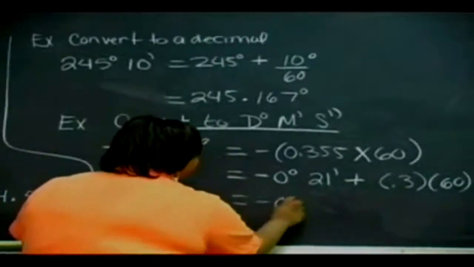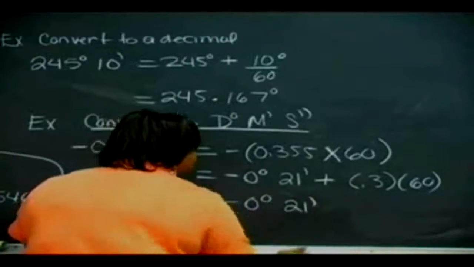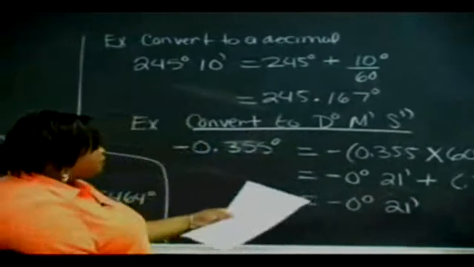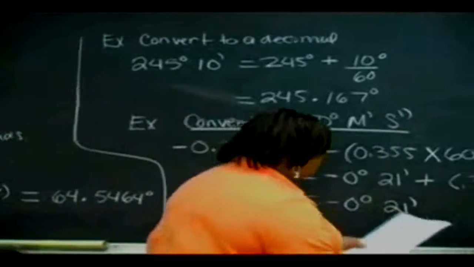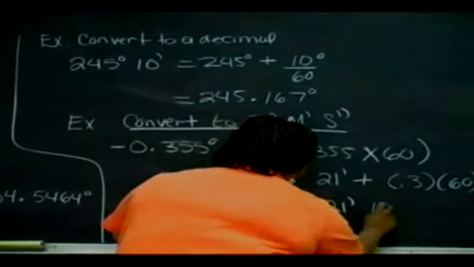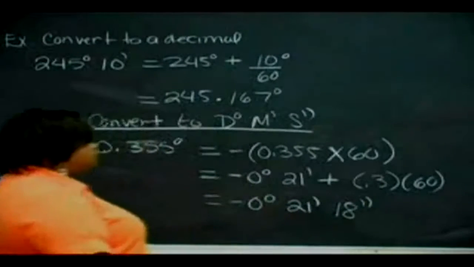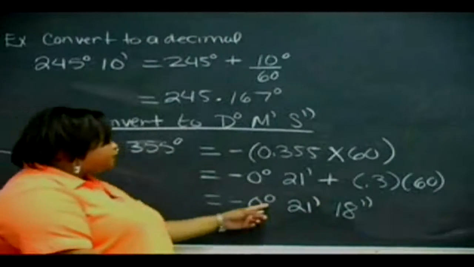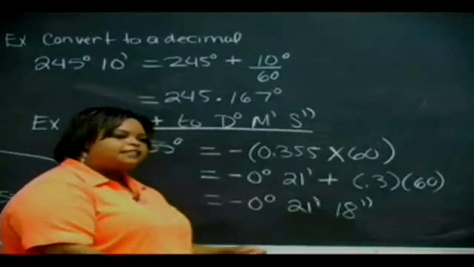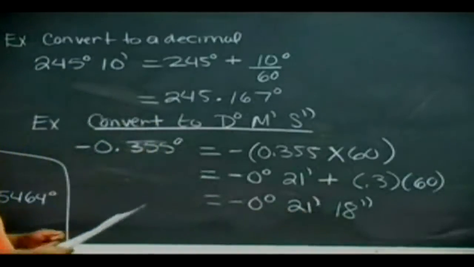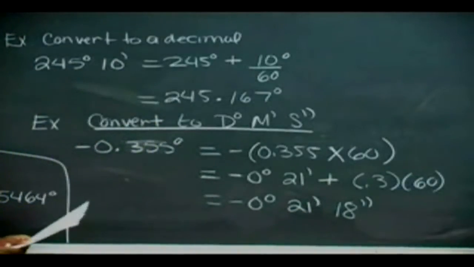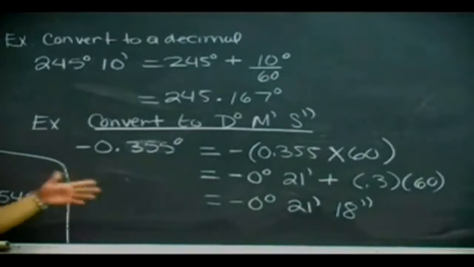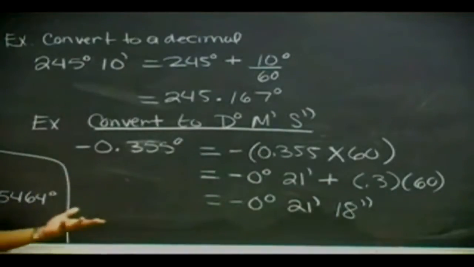So now I have negative 0 degrees, 21 minutes. And now I need to figure out what this portion is. 0.3 times 60, 18. So I have negative 0 degrees, 21 minutes, 18 seconds. Okay? And as I said before, this is not that widely used. We're not going to spend a whole lot of time on this degrees, minutes, seconds.